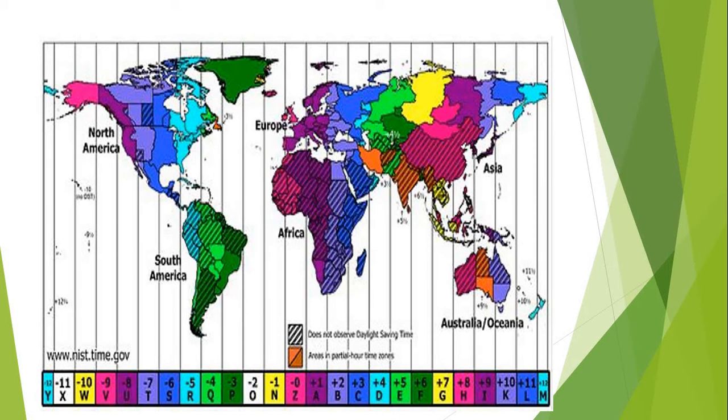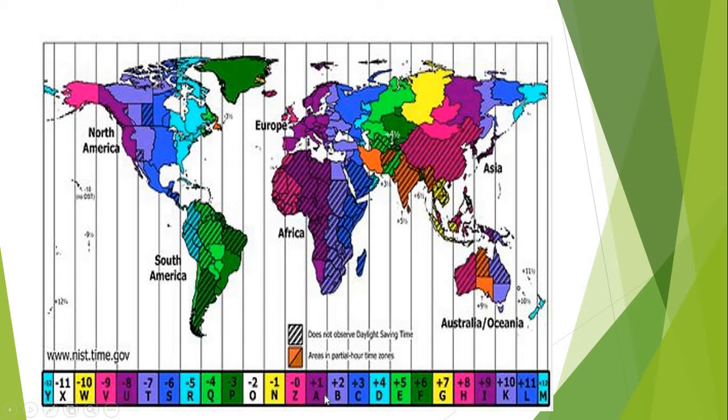Here in this image, you can see at the bottom of it, it's written Z. That is 0. That is the prime meridian zone where all the places will have the same time.